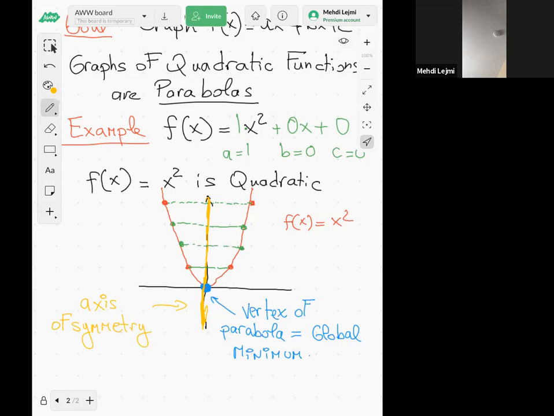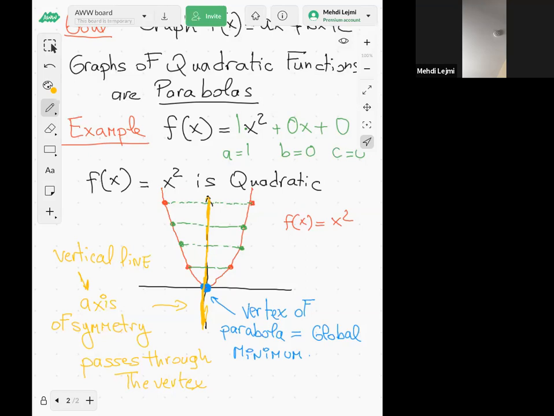And what's very special about this axis of symmetry? It passes through the vertex, right? It passes through the vertex. Once you know your vertex, then you know that the axis of symmetry of the parabola is going to be a vertical line. This axis of symmetry is a vertical line, and it's going to pass through the vertex, right?